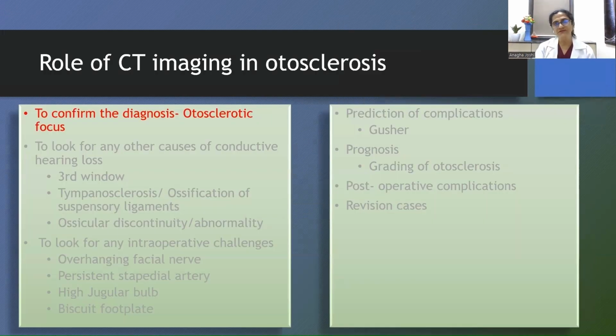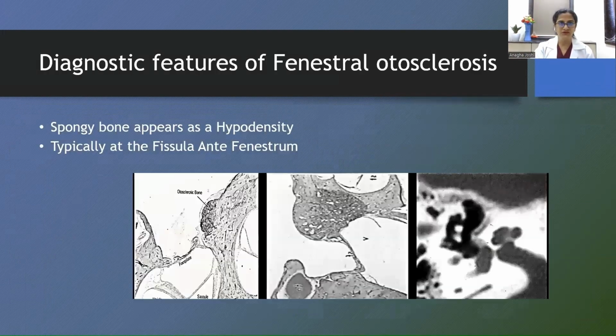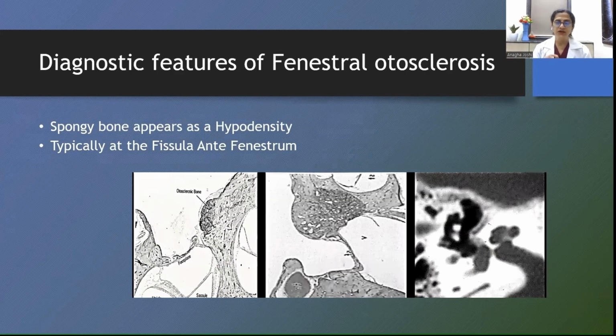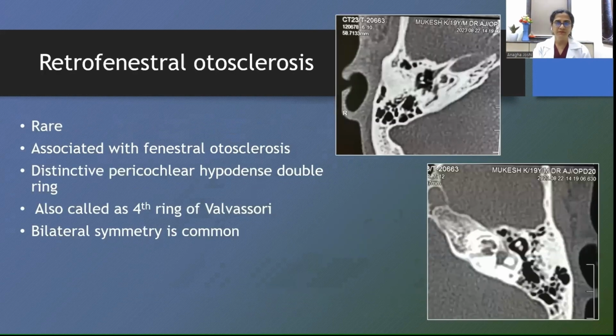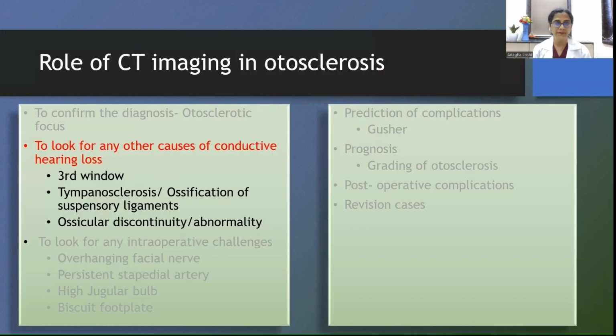So let us study the role of CT imaging in otosclerosis. The first one is to confirm the diagnosis of otosclerosis. You get otospongiosis, which presents as a hypodense lesion, typically at the fissula ante fenestram, as can be seen here. Rarely you may get retrofenestral otosclerosis, which is also associated with fenestral otosclerosis, and you get a pericochlear hypodense double ring lesion, also called the fourth ring of Valvassori, and bilateral cochlear lesions are typically seen.